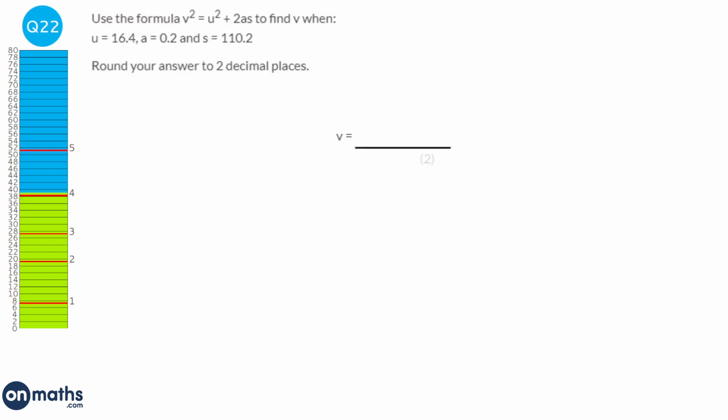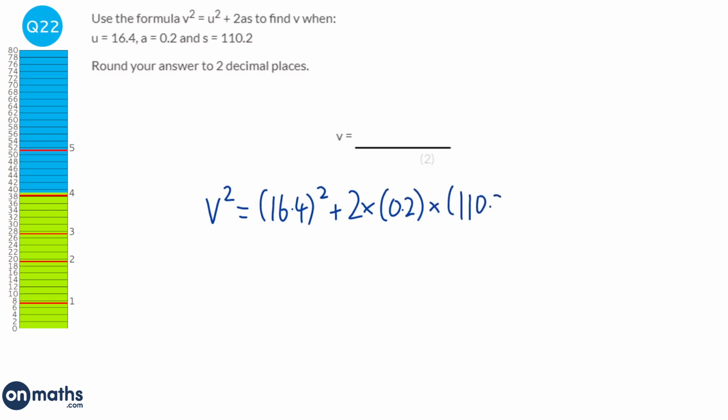So we're just going to substitute the values that were given into the formula. So v squared equals, and then u is 16.4 squared plus 2 times a, which is 0.2, times s, which is 110.2. Type that into the calculator and you get 313.039 blah blah blah.